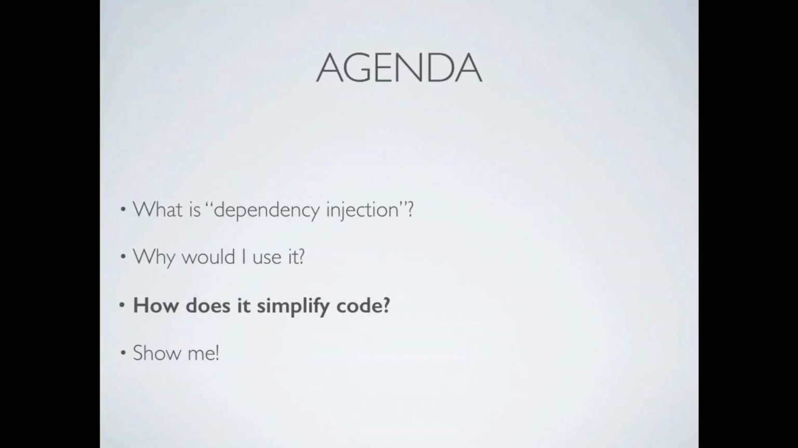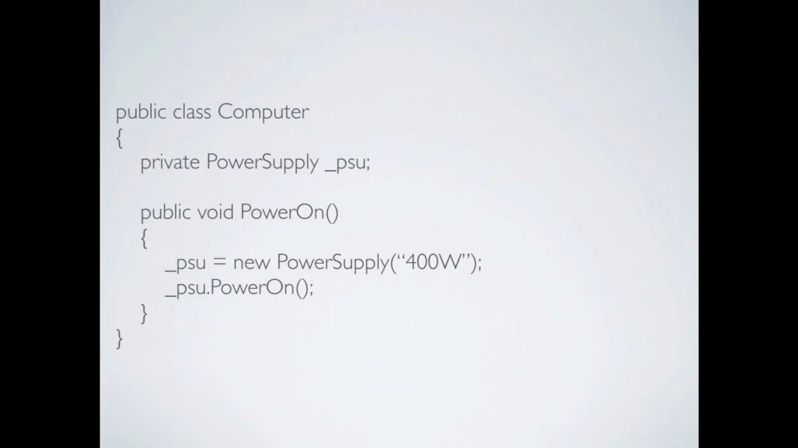So then how does all of this simplify code? Well, let's take a look at an example. So we have this computer object, and it has this power supply, of course, and in order to power on the computer, it has to power on the power supply. Now you see what we're doing here is we're creating a new power supply inside of the computer. We're setting it to a 400 watt power supply. It's not a very beefy computer. And then we power it on. And this works. This is very simple, very easy to understand. But the problem is we're tightly coupled to that one power supply.